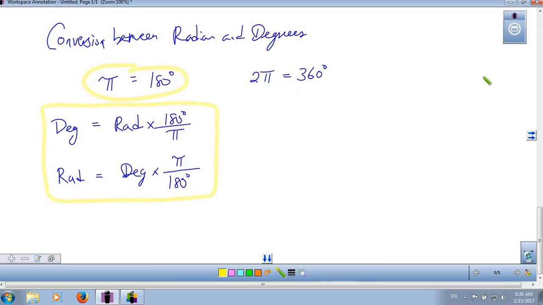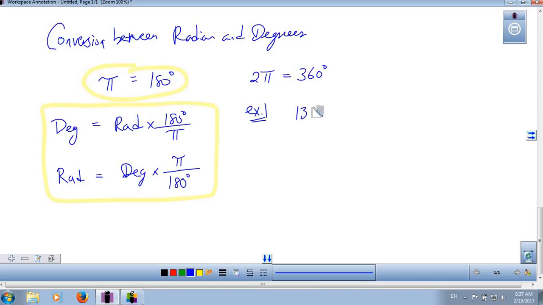Now, how do you remember this? Very simple. If you want your answer to be in degrees, you put 180 degrees on top of the ratio. If you want your answer to be in radians, you put pi on top of the ratio. Okay, so these are the basic equations we can use to convert radian to degree and degree to radian. Alright, so let's practice some examples here.